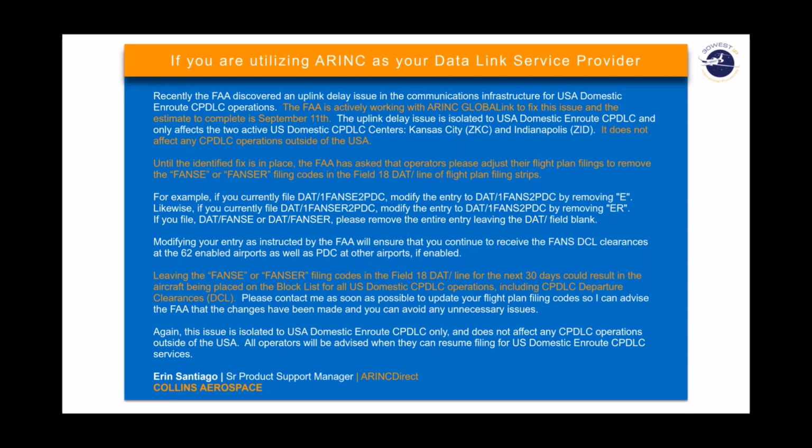So until this identified fix is in place, as you can see, there are a couple examples, but what you will need to do is remove the FANS E or FANS ER filing code. If you file DAT 1 FANS E to PDC, that entry will be modified to just now 1 FANS to PDC. Same thing for FANS ER. And then if you only file the DAT line FANS E or FANS ER, you would remove that entry in its entirety, leaving the DAT field blank.